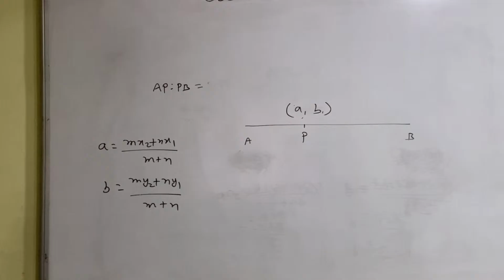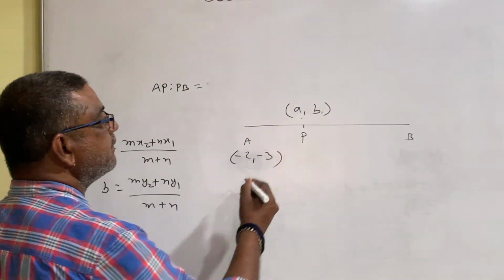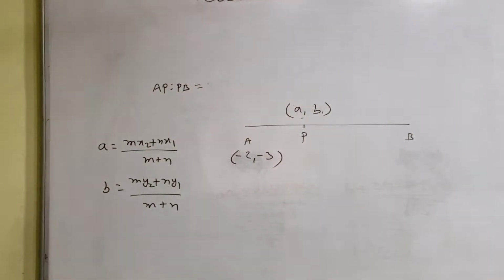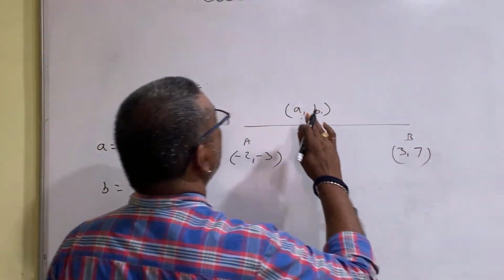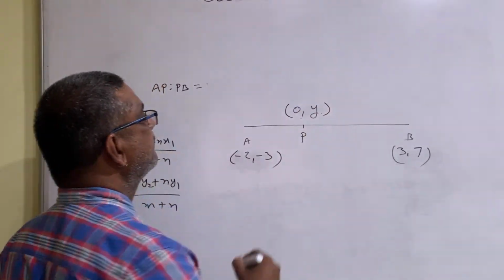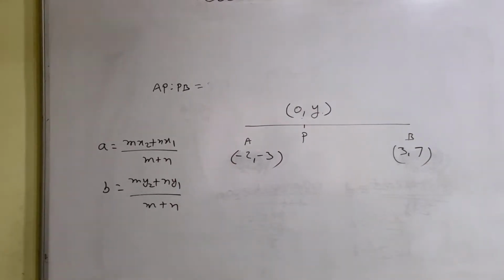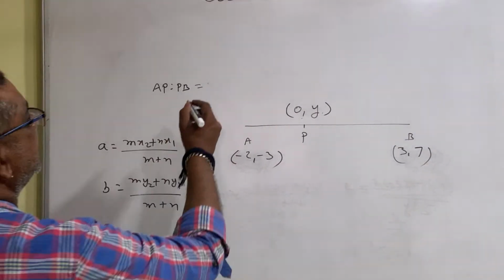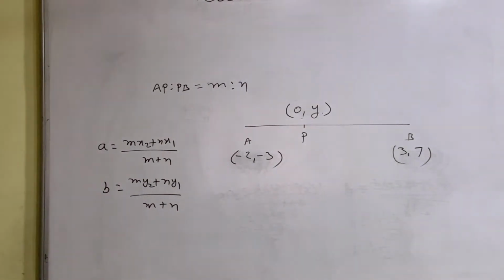A is minus 2 comma minus 3, B is 3 comma 7, and the coordinates of P are 0 comma y, and you need to find out the ratio. This is another model.